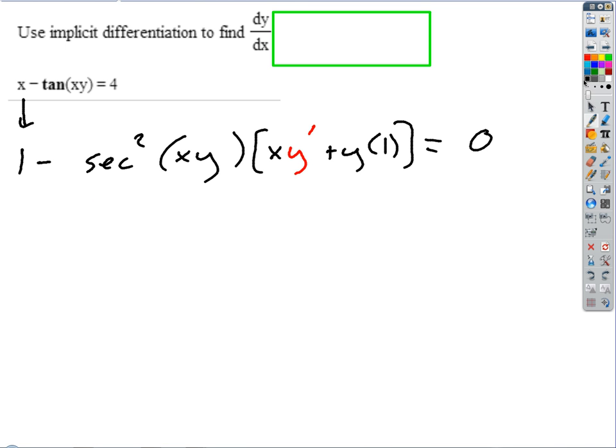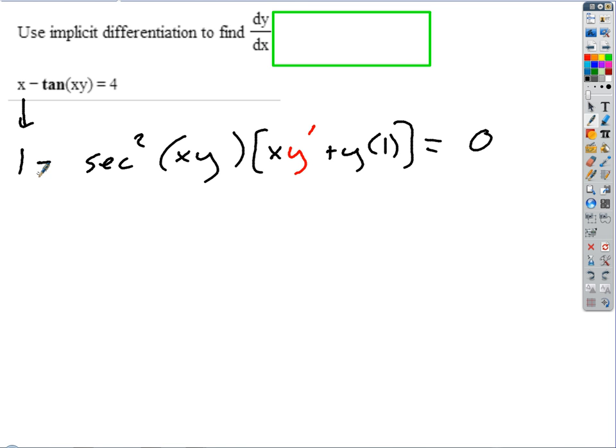Okay, so now you've got to be a little bit careful with this. When I solve for y prime, talk me through that, what's going on? You have to distribute. Okay, I could distribute the secant squared xy. That's fair. I don't have to. What else could I do? Because I've got this other term over here.